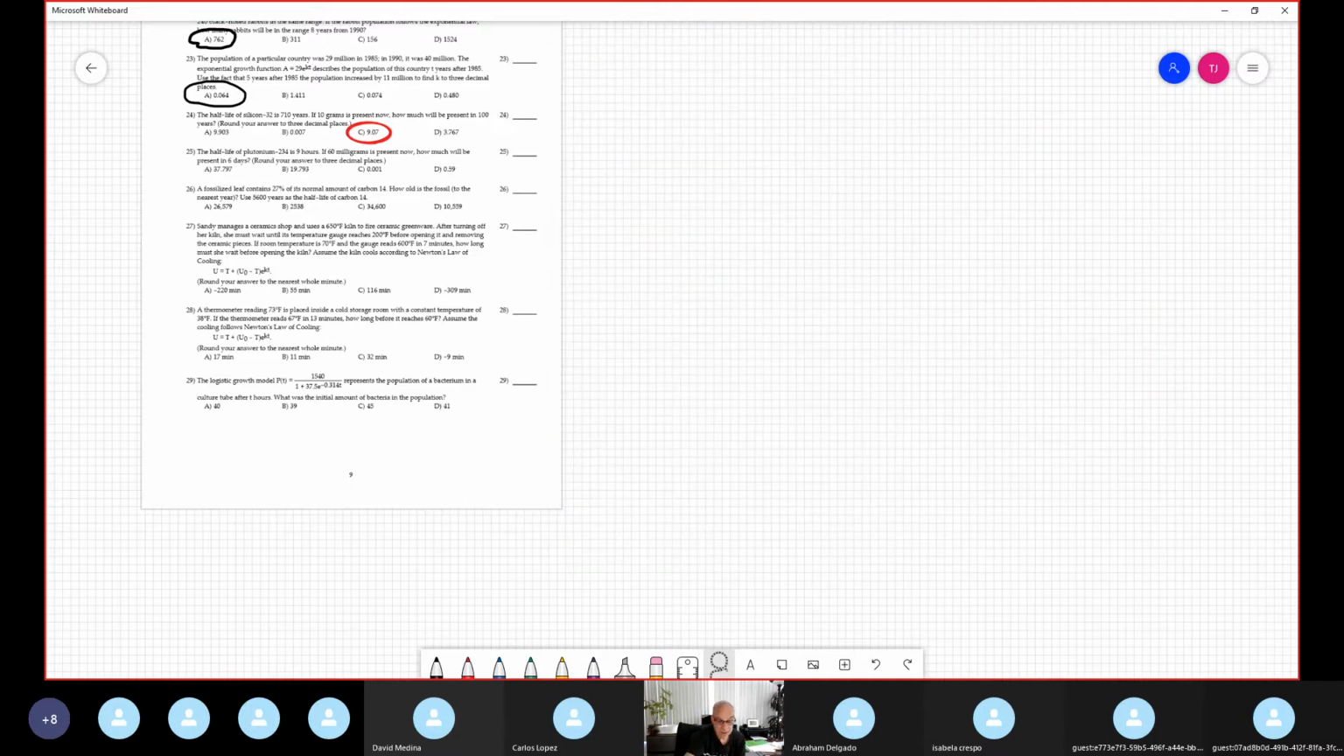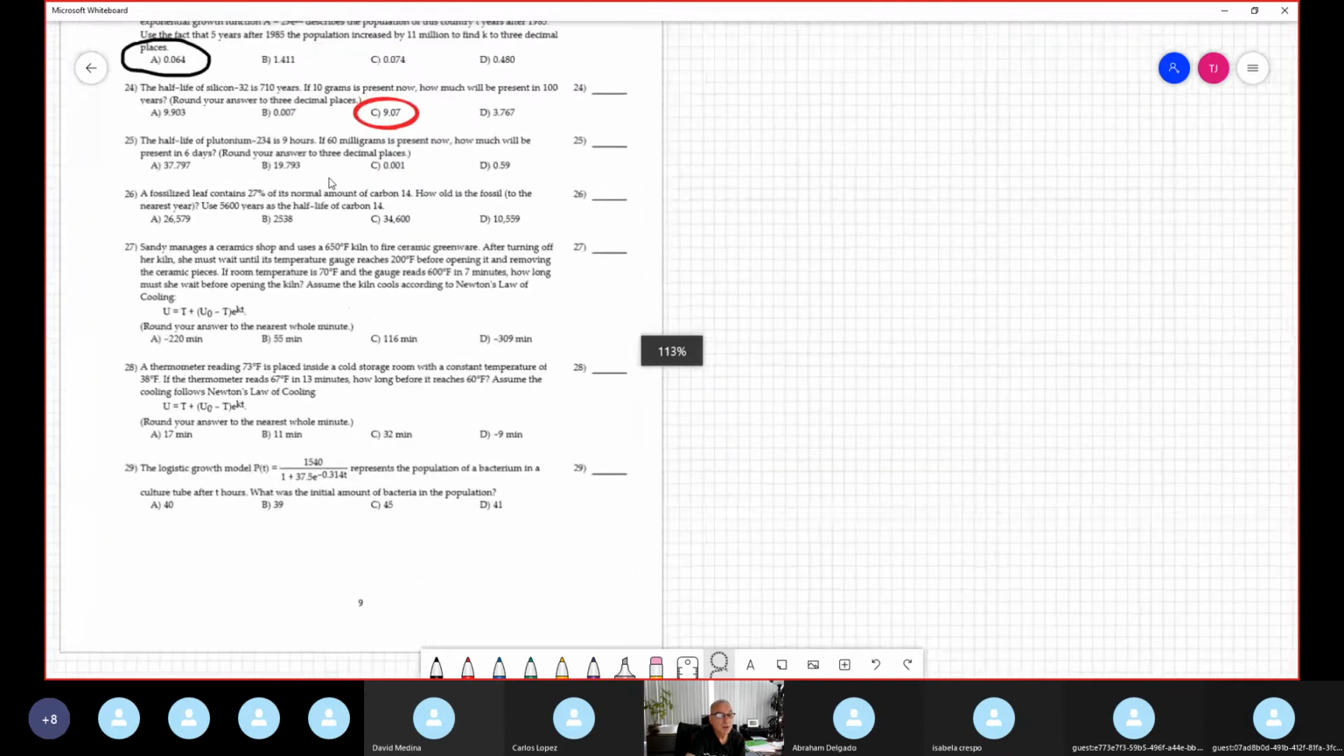Okay, 25 is similar. It's the K problem, because we're talking about the same half-life. Wow, it's important to say. Plutonium 234 is 9 hours. Okay, 60 milligram is present now. Amount of substance, okay.